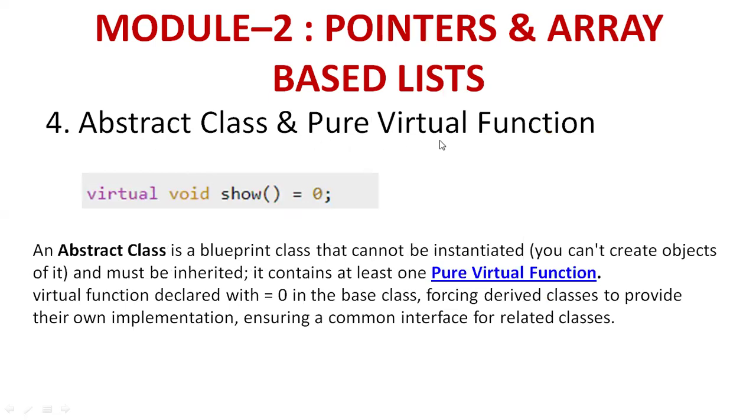So, abstract class and pure virtual function. What are the major differences between an abstract class and a pure virtual function? That is one of the important questions. So let us talk about an abstract class in simple terms. An abstract class is a blueprint class that cannot be instantiated.